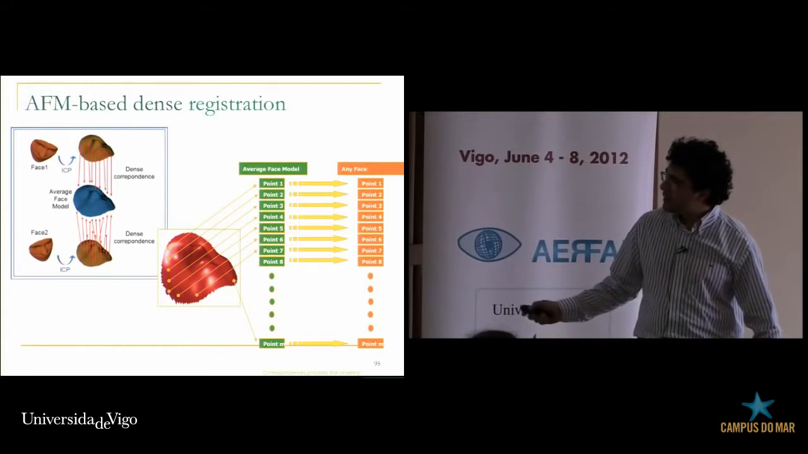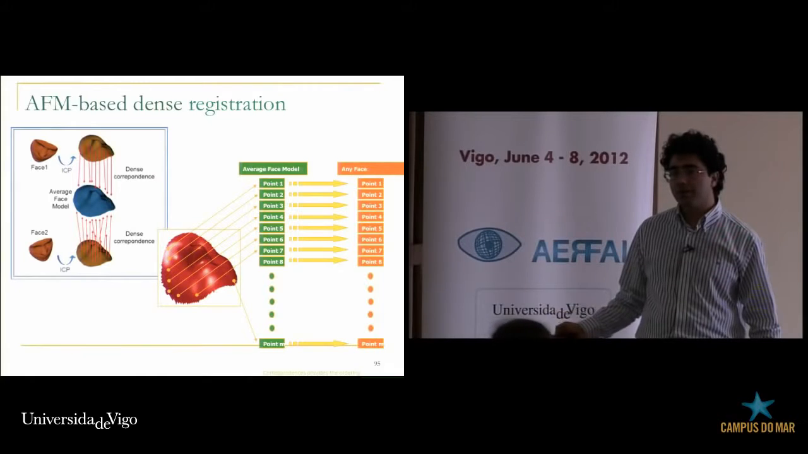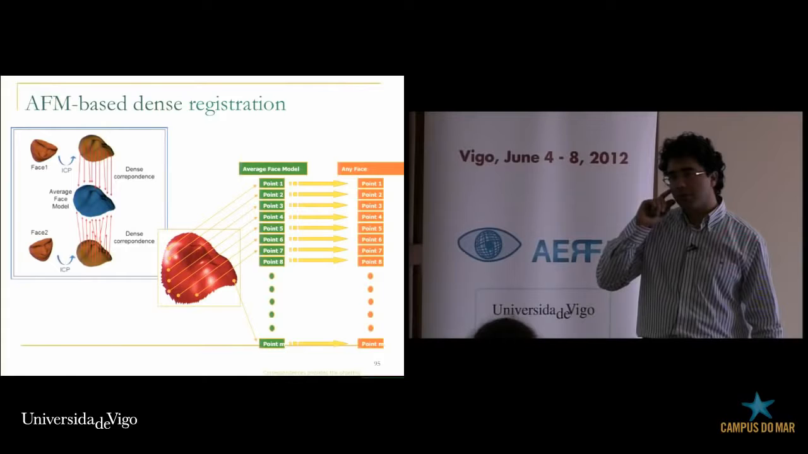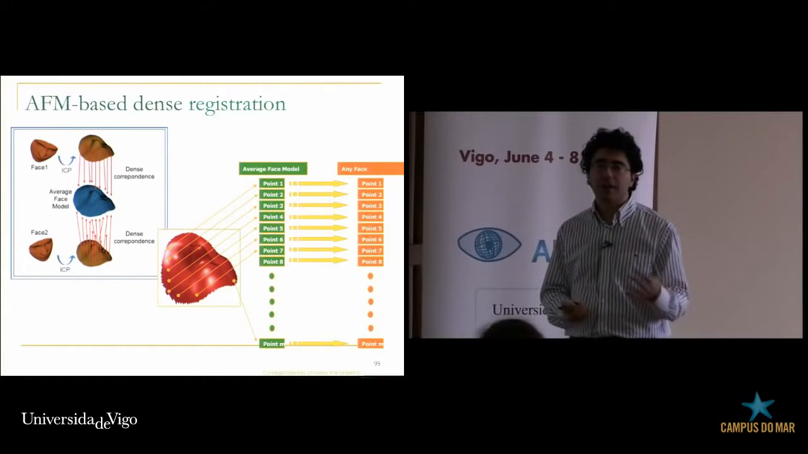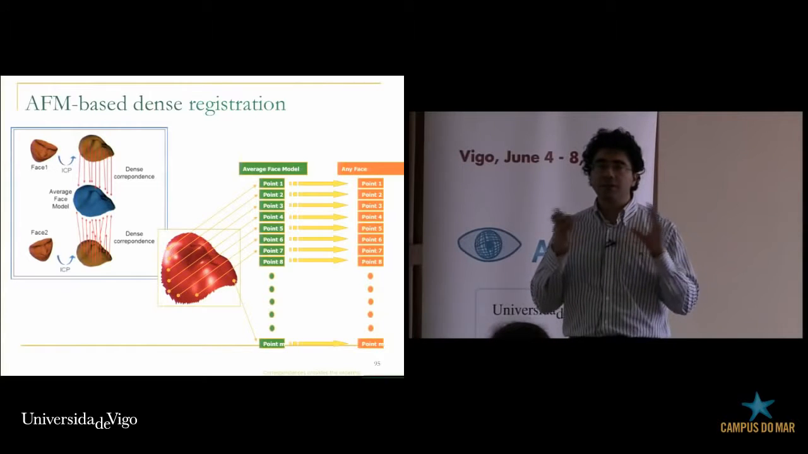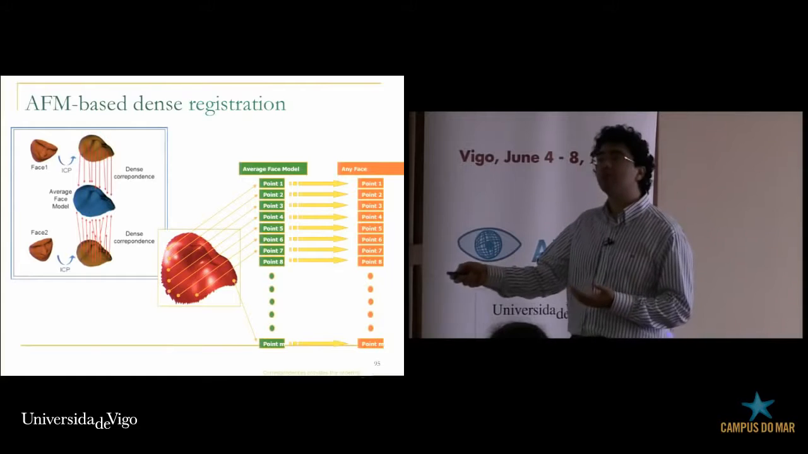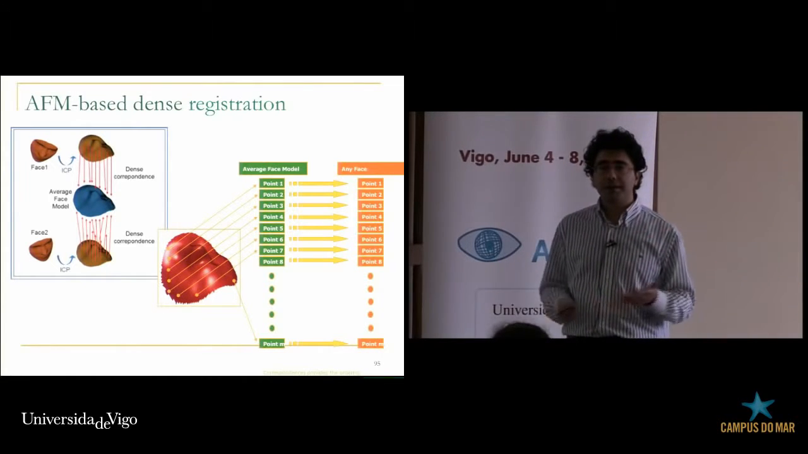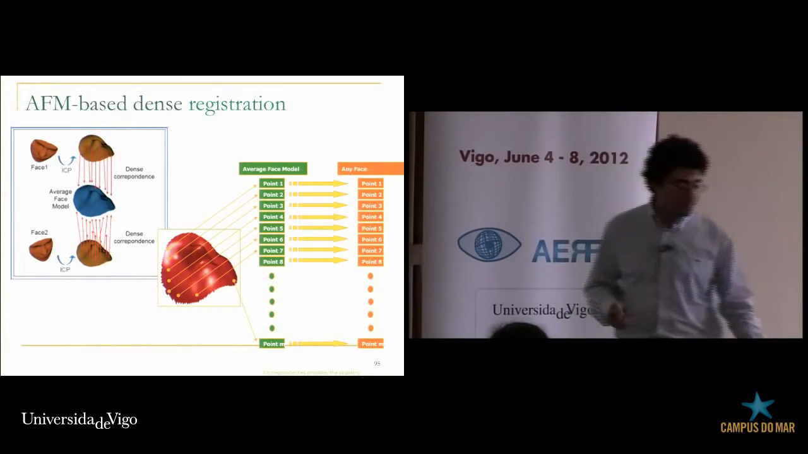Now, this average face model is one of the bottlenecks here. You have to be very careful in selecting your average face model, because this is how you're going to do your registration, right? And this is how you're going to measure the deformations. You're measuring it with respect to the average face model. So if your average face model is bad, then the deformations you're getting will not be correct.